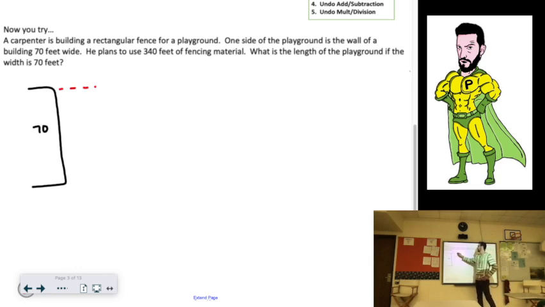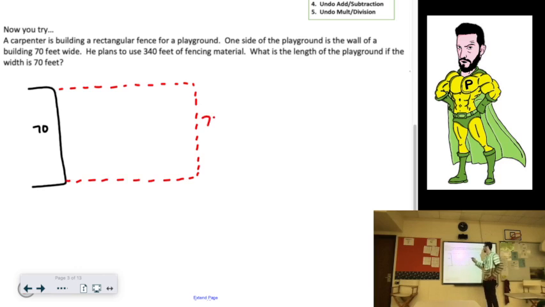So here could be the fence we're going to put in. We know this side of the fence has to be 70 feet because it's going to be a rectangle. We don't know what the other side is, so we could call it x. So we have 340 feet of fencing to use. Here are the 3 sides of our rectangle that we need to fence. Try it out. So it's x plus 70 plus x equals 340.